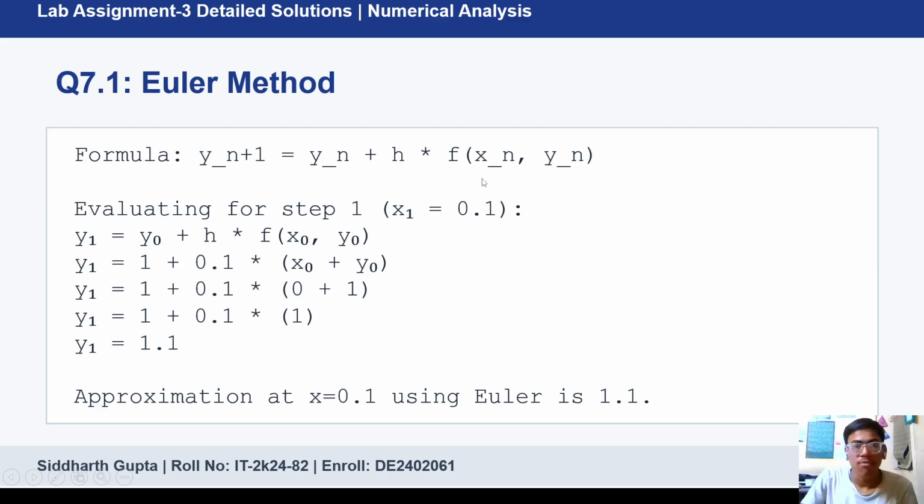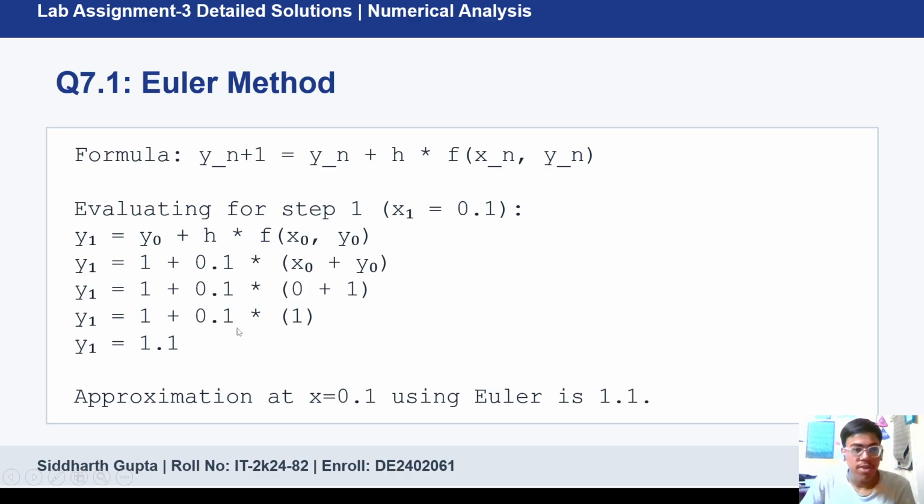Now we will evaluate for step 1, that is x1 equal to 0.1. So y1 will be equal to y0 plus h into f of x0 comma y0. So what will be y1? We will substitute the values. y0 is 1, h is 0.1, and f of x0, y0 will be equal to x0 plus y0.